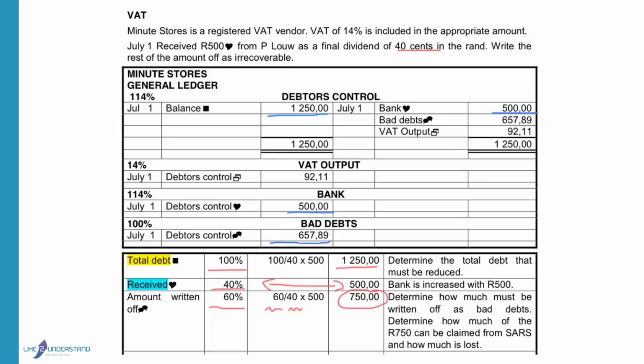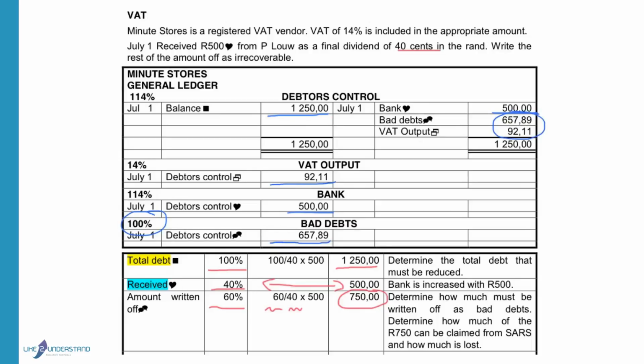If we record this in the ledger, we will show that the bad debts will be debited to show that it is the loss of the business, and the expense will only equal 100%. It can never include the VAT. The VAT output account will be debited with 92 Rand and 11 cents to show that we can claim this money back from SARS, because we didn't collect it from the debtors, because we had to write it off as bad debts. And then I will credit my debtors control with the total 750 and show that some of it will go as bad debts and some of it will be recorded as VAT output.